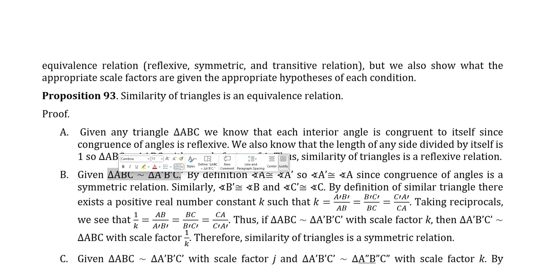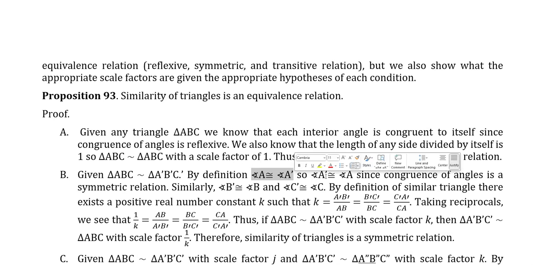Now, by definition, angle A is congruent to angle A prime, so A prime is congruent to angle A, since congruence of angles is a symmetric relation. And similarly, since angle B is congruent to B prime, B prime is congruent to B, and angle C is congruent to C prime, so angle C prime is congruent to C.